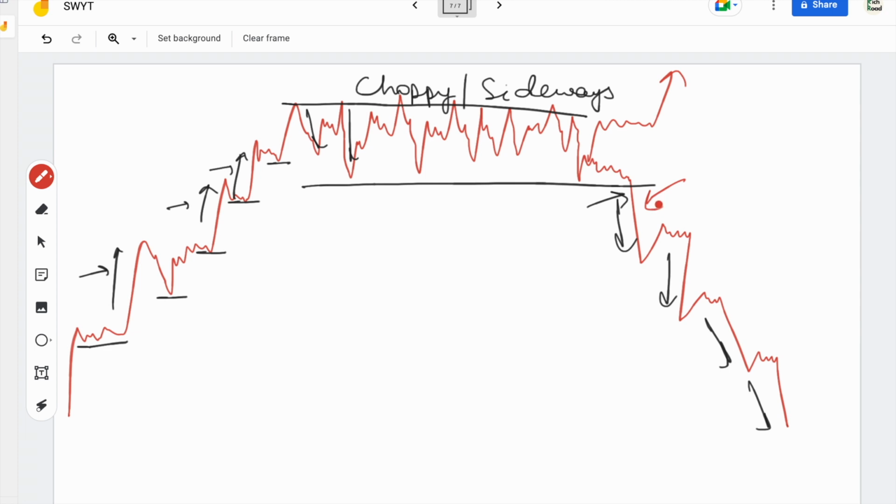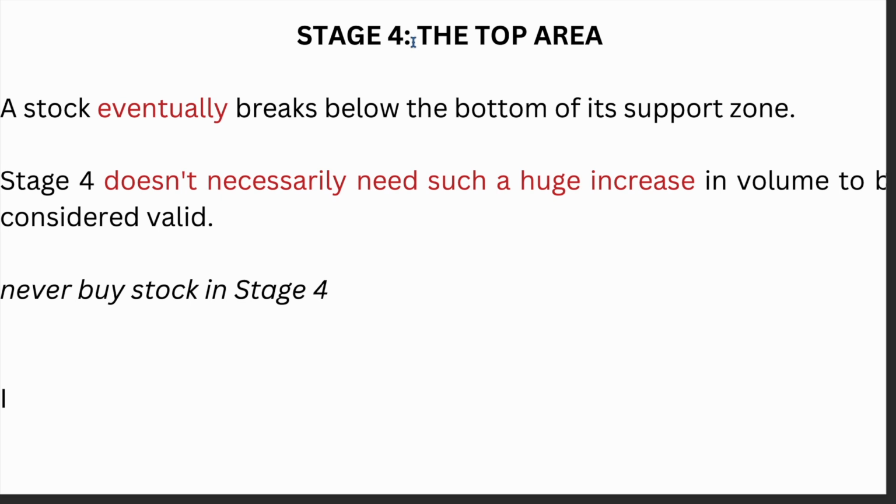Now, I'll draw one super important diagram. But before that, just take a look at this phase. There is a slide, but I think there is a typo in that slide, which we'll see. Stage 4 is basically not the top area, it's the decline area. See, what he has written, not a lot. Eventually breaks below the bottom, which we saw. This is very important. Doesn't necessarily need such a huge increase in volume to be considered valid. And the last point is never buy a stock in stage 4. So see, this third point, we will come back to this very important point in the indicators series. It will open up there.